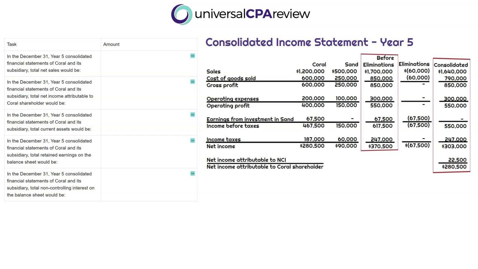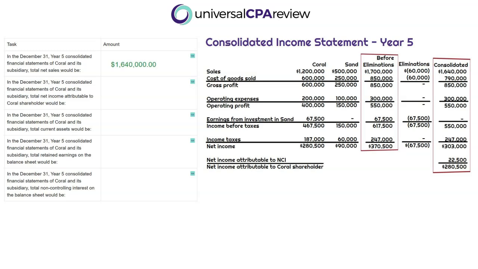So the first one says, in the December 31 year 5 consolidated financial statements of Coral and its subsidiary, total net sales would be what? So we can see in our schedule that if we just simply added sales for Coral and Sand together, it would be $1,700,000, right? But that includes some intercompany activity, and we figured out that sales was overstated by $60,000. So when we back that out, well, we get consolidated net sales of $1,640,000. So that's the correct answer for that task.